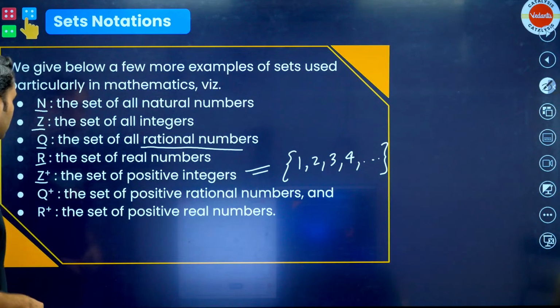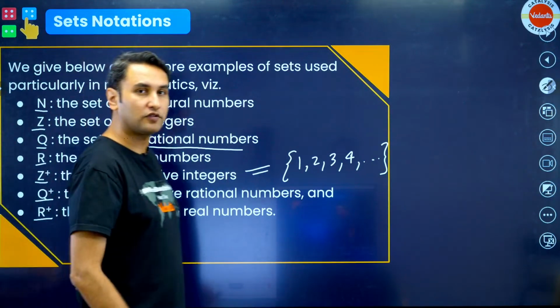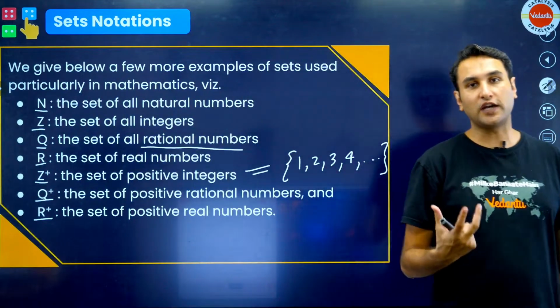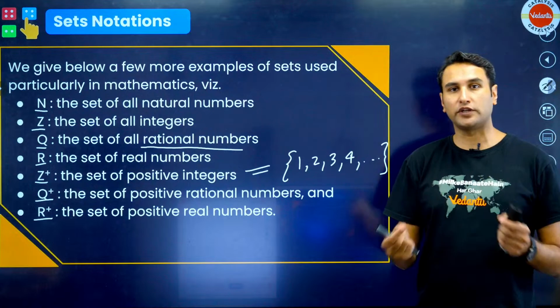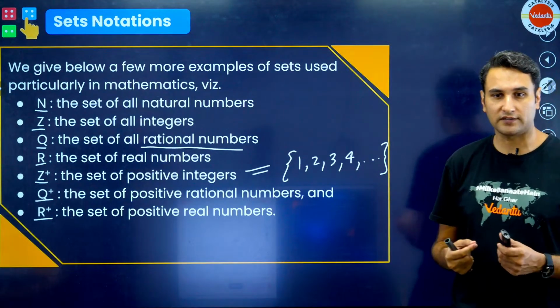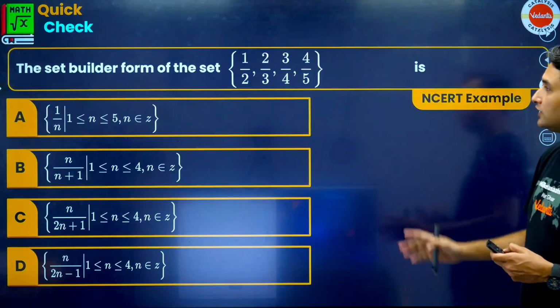Now Q plus, the set of all positive rational numbers, and similarly R plus, set of all positive real numbers. So you can note it down with me. The things which you find important, you can keep noting down in your notebooks with my class. Alright, should I move ahead? Chalo. So these are important notations.